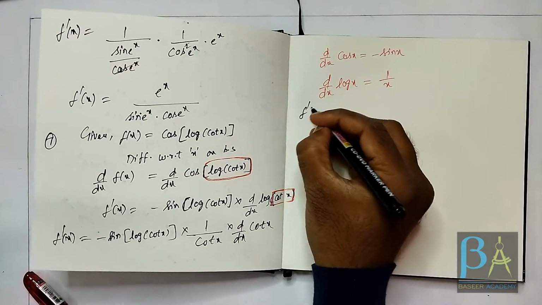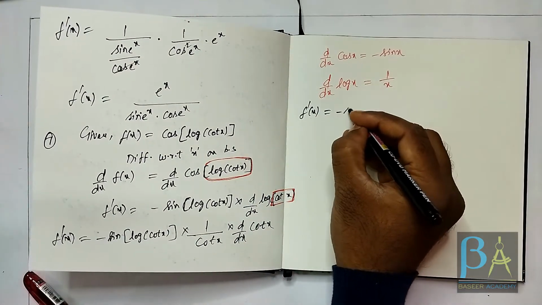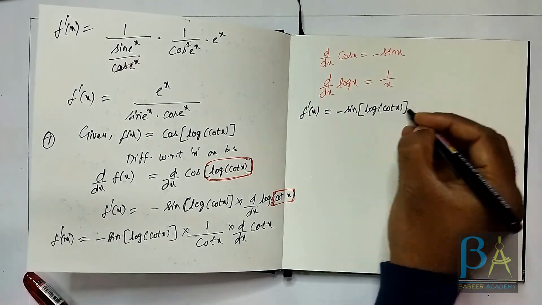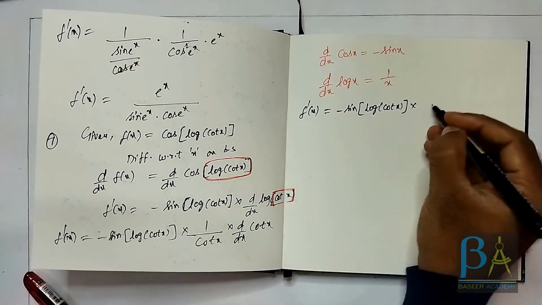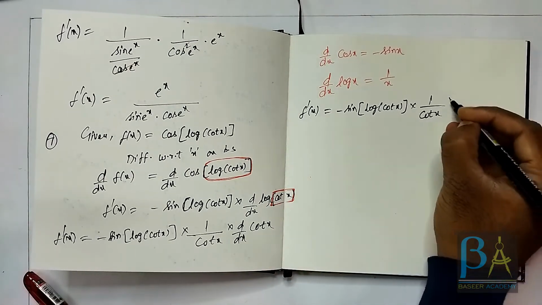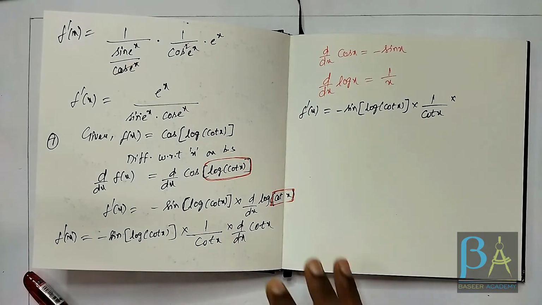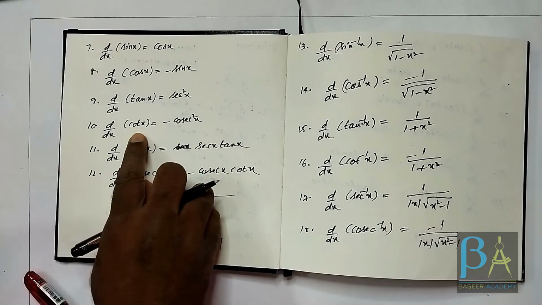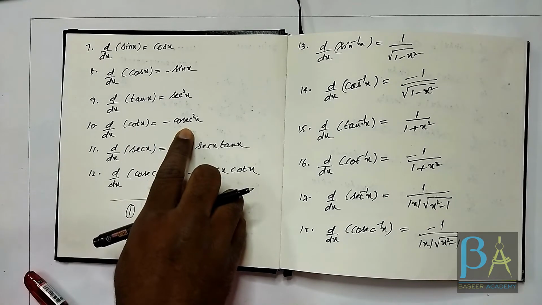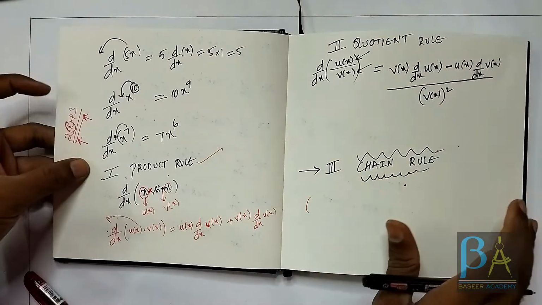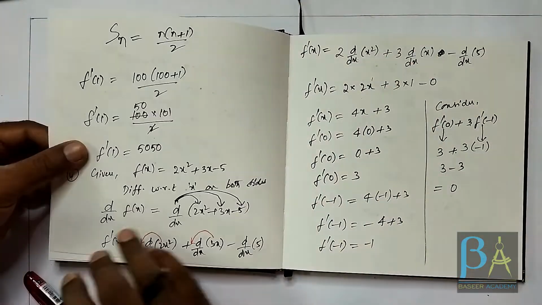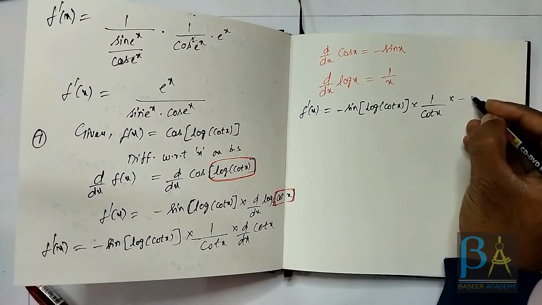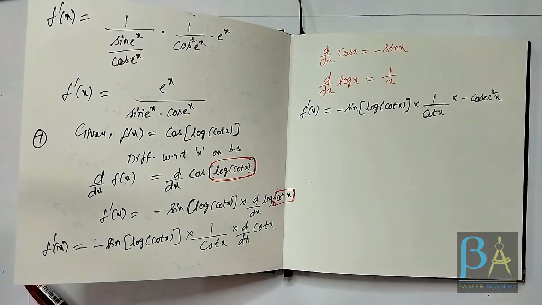So what do we end up getting? F dash of x is equal to minus sine log of cot x into 1 by cot x into d by dx of cot x. What is d by dx of cot x? D by dx of cot x is nothing but minus cosecant square x. So let's write it. D by dx of cot x is minus cosecant square x.